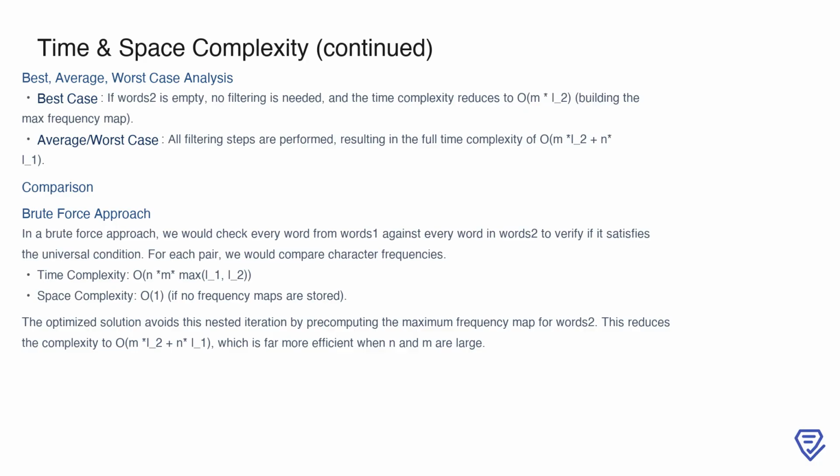By pre-computing the maximum frequency map for words 2, our optimized solution avoids the need for nested iterations, achieving far better efficiency, especially when n and m are large.